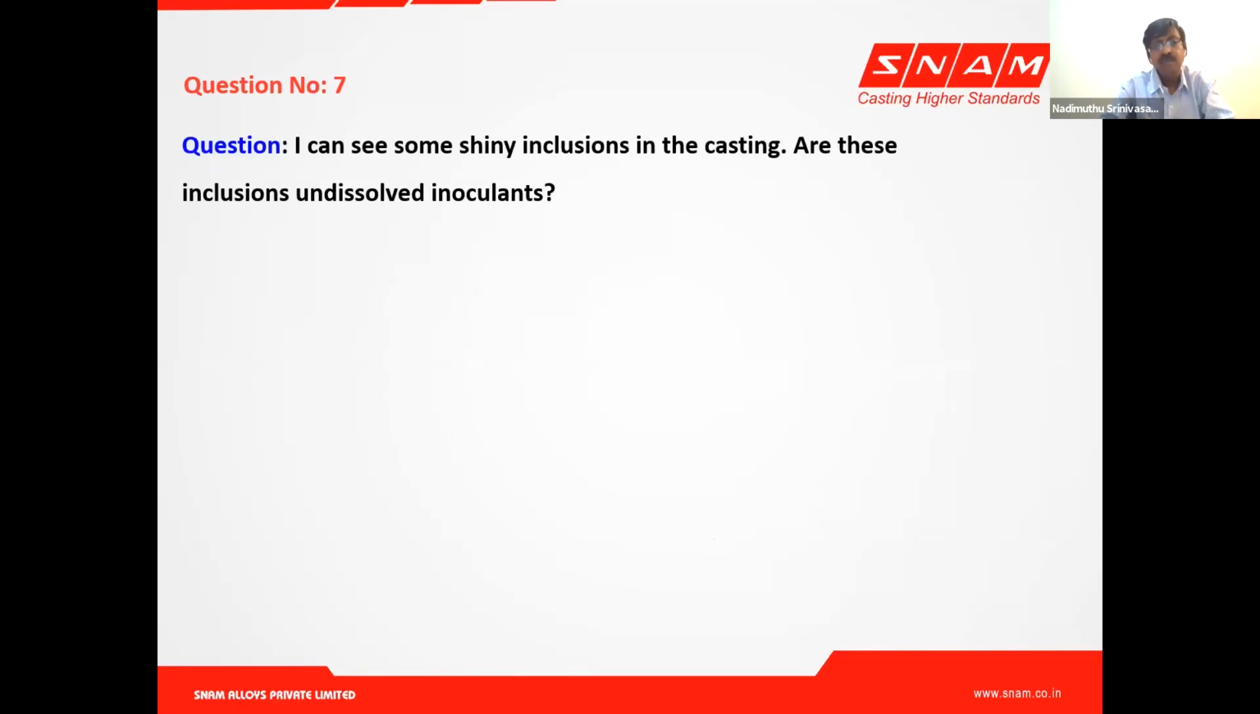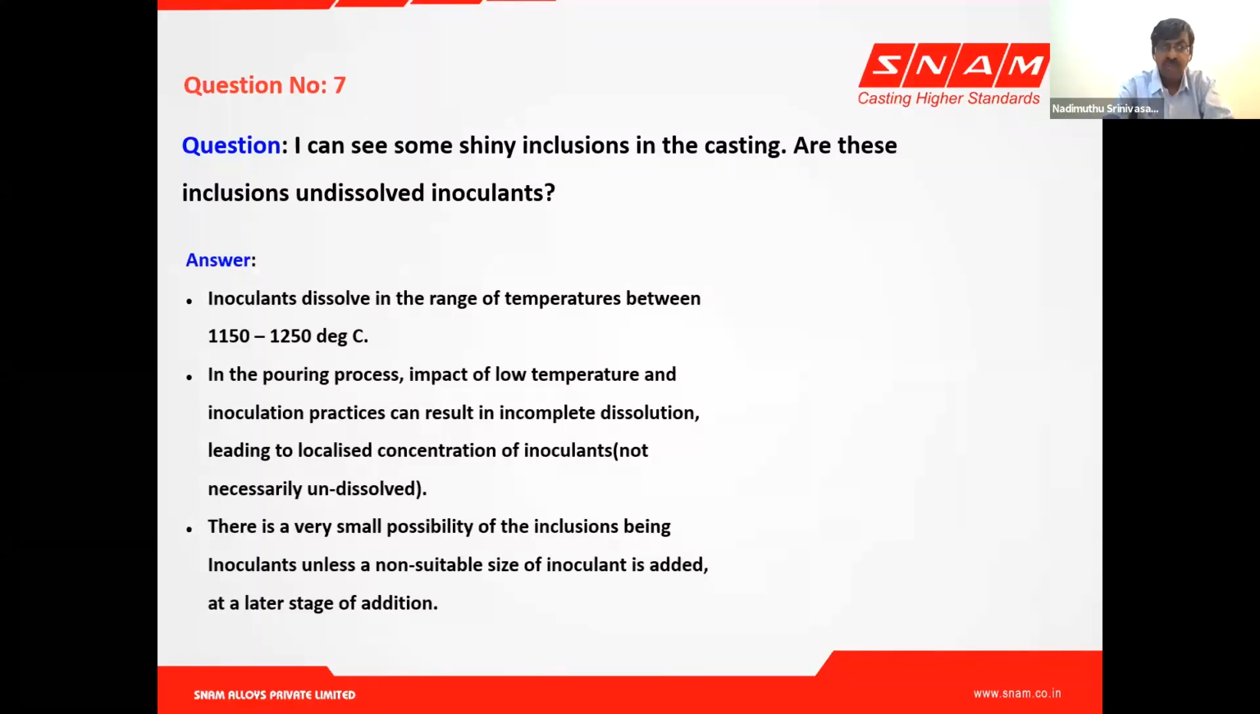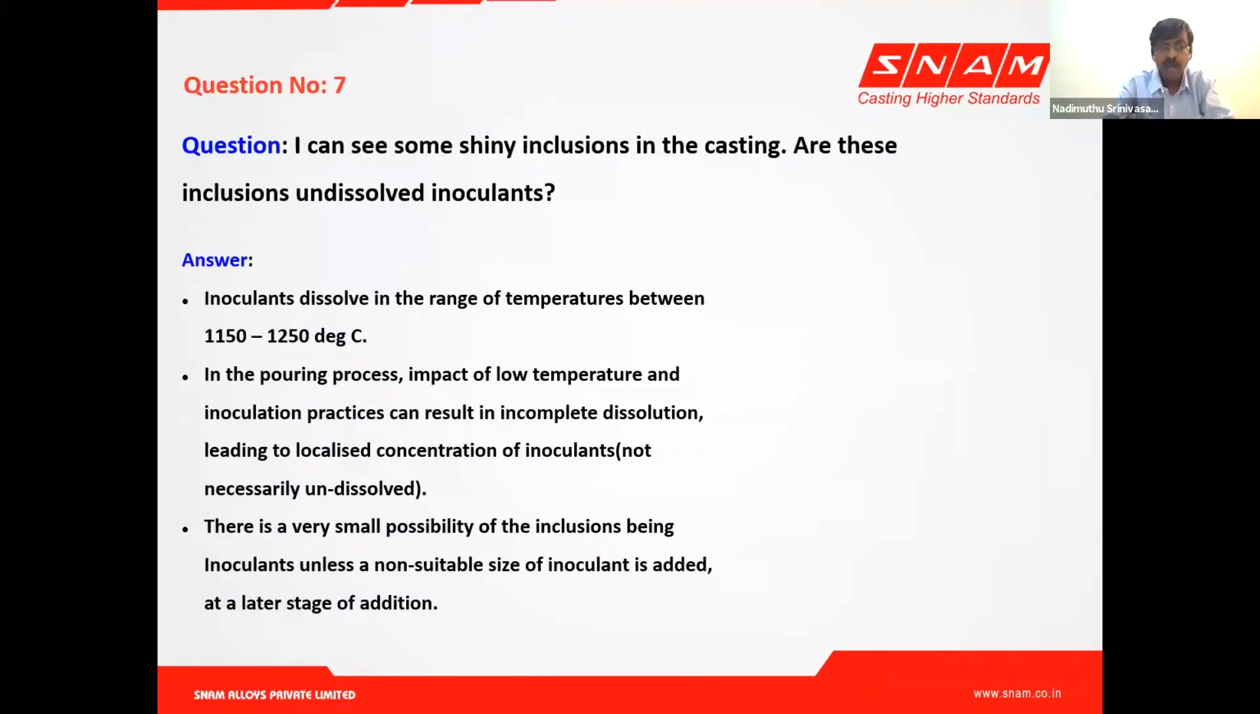Now, I see some shiny inclusions in casting. Are these dissolved enough? These are some of the questions that arise for the foundryman. Inoculants dissolve in the temperature range of 1150 to 1250. In the pouring process, the impact of low temperature and inoculant practice can result in incomplete dissolution, leading to localized concentration of inoculant. If that happens, you may see some shiny inclusions, but they are not necessarily undissolved inoculant.